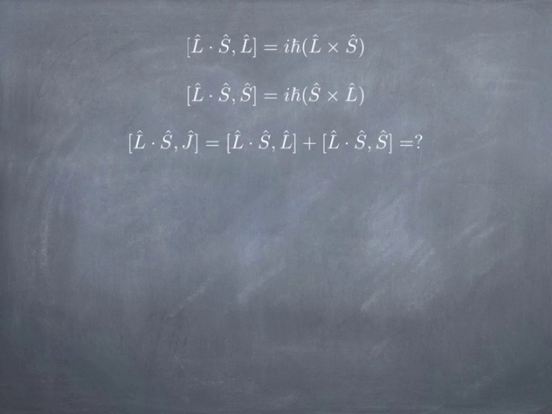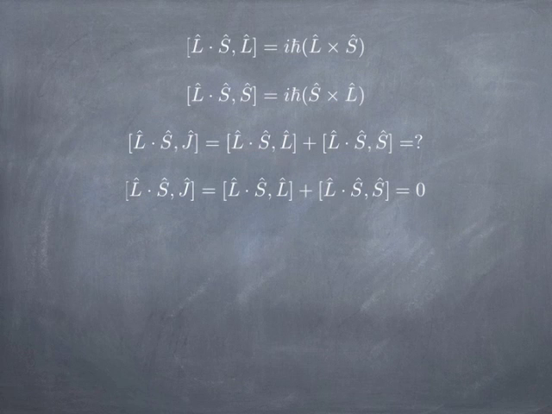But if you calculate the commutator of L dot S and J, that's the commutator of L dot S and L plus the commutator of L dot S and S. And if you know anything about cross products, you know that if you take the cross product of A cross B, it's the negative of the cross product of B cross A. Well, that's also true of L and S. So if you add those two cross products together, guess what you get? Nothing. So what that means is, while L dot S does not commute with L, and L dot S does not commute with S, L dot S does commute with their sum, which is J.